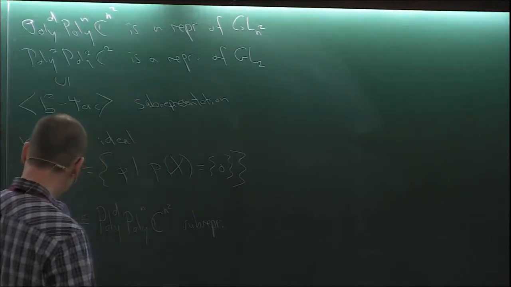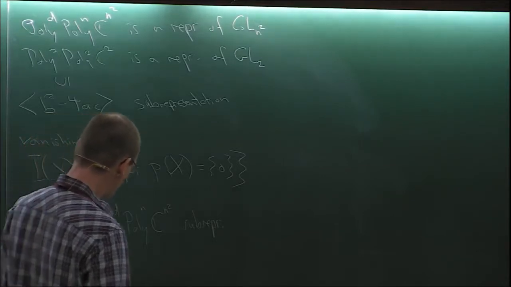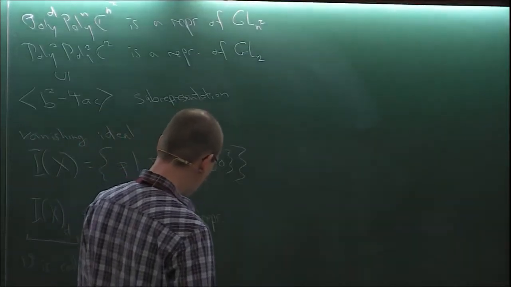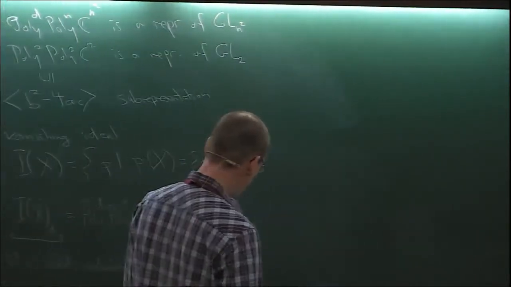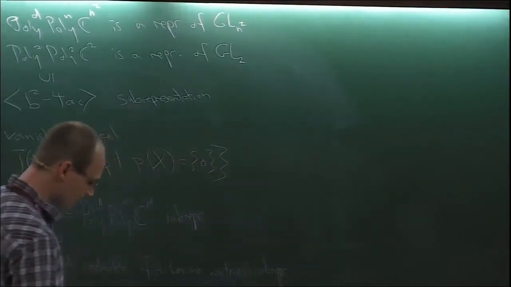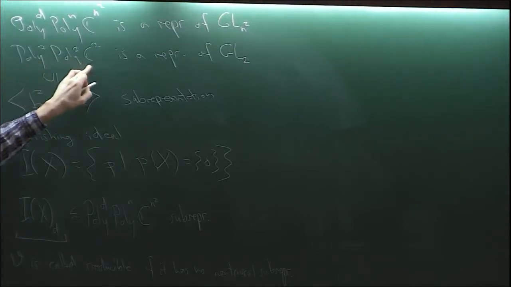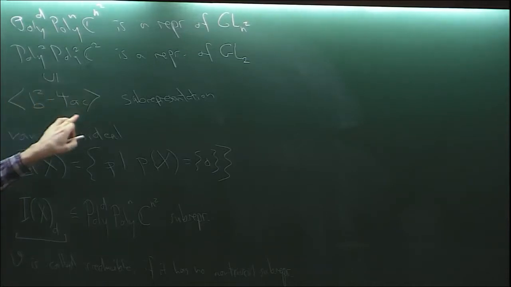Okay, so V is called irreducible if it has no non-trivial subrepresentation. So it always has the zero vector space and itself, of course. For example, Poly_2 of C^2 is not irreducible because it has a subrepresentation sitting here. But this representation is irreducible. It's one-dimensional, so it cannot have any non-trivial subrepresentation.